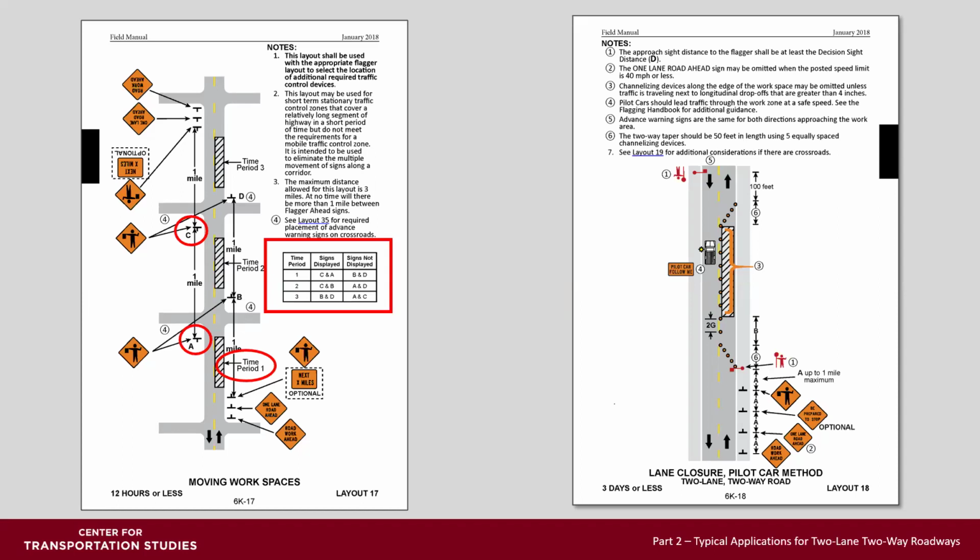Use of a pilot car helps to control traffic speed through the work zone. It allows for elimination of channelizers along the workspace, especially for a longer workspace, unless there are edge drop-offs. We talked about in part 1 the edge drop-off guidelines that are there. If you have a drop-off greater than 2 inches, you still have to channelize that area.